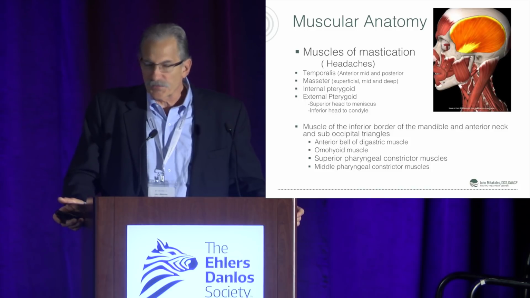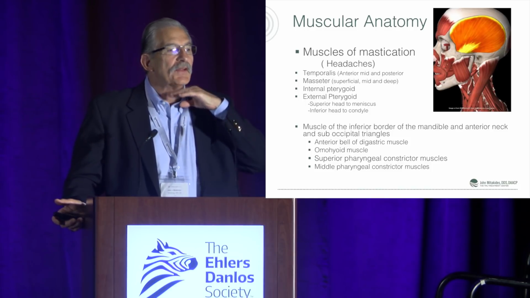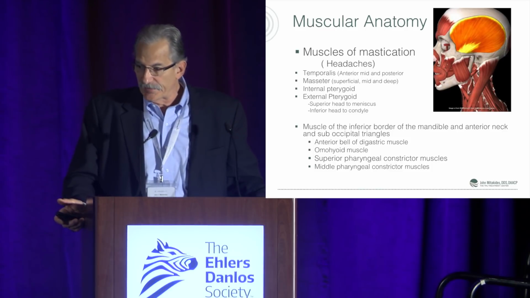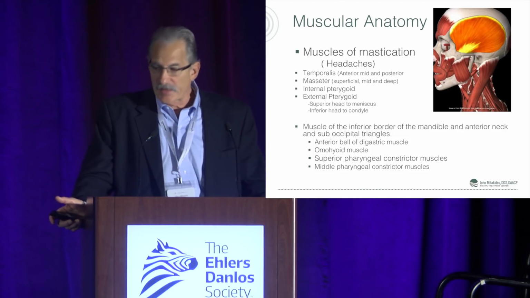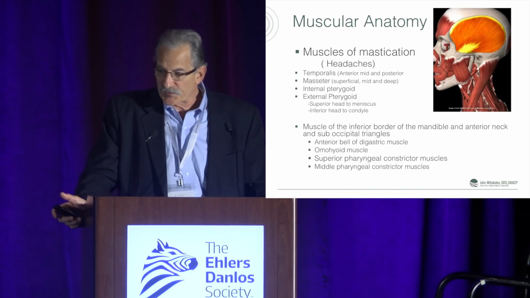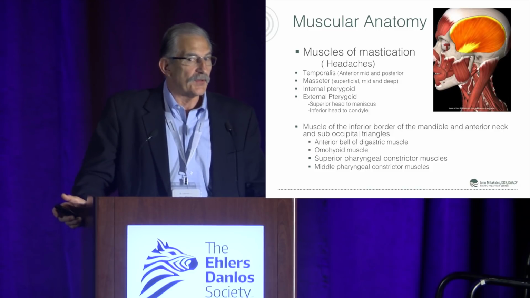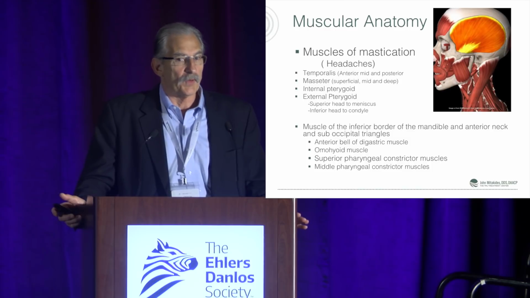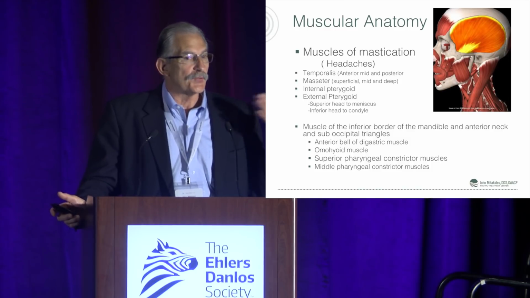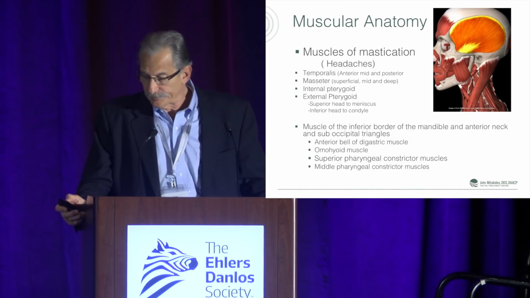Now, there are other muscles. The opening muscles are the inferior muscles underneath your chin. It's your anterior belly of the digastric, the omohyoid muscle, the superior and the middle pharyngeal constrictor muscles. And we're going to talk about those because they are more than pertinent when it comes to referral pain from your jaw to your neck and back and forth.